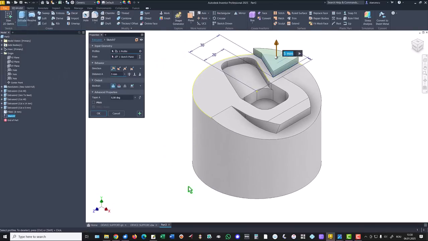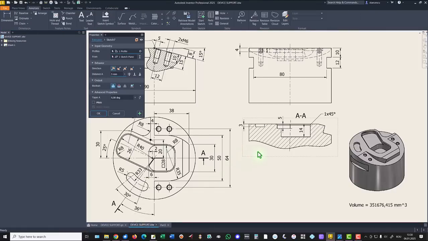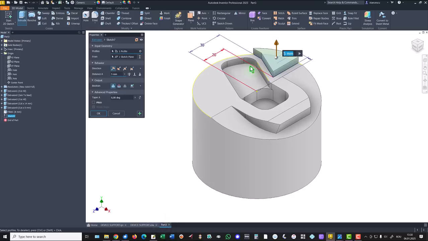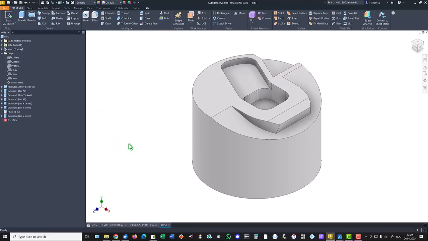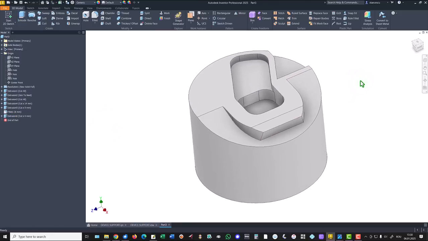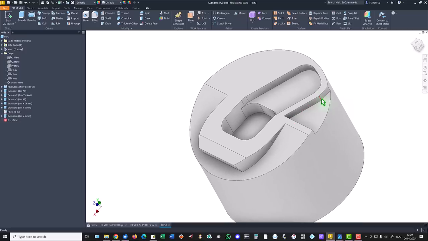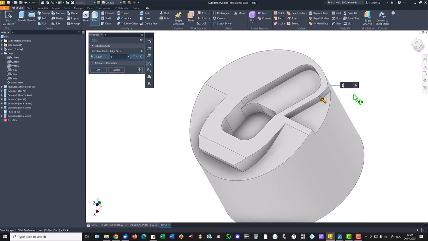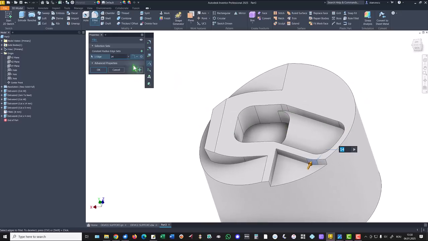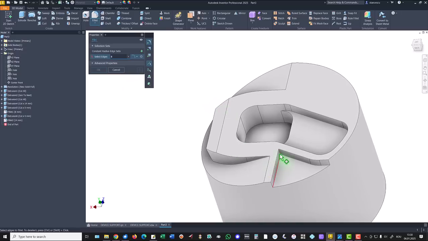Extrude. We have here that extrusion, the depth is 4 millimeters with cut, and 4, not 5. Okay. Then fillets. This is 14. Plus 8 for this one.